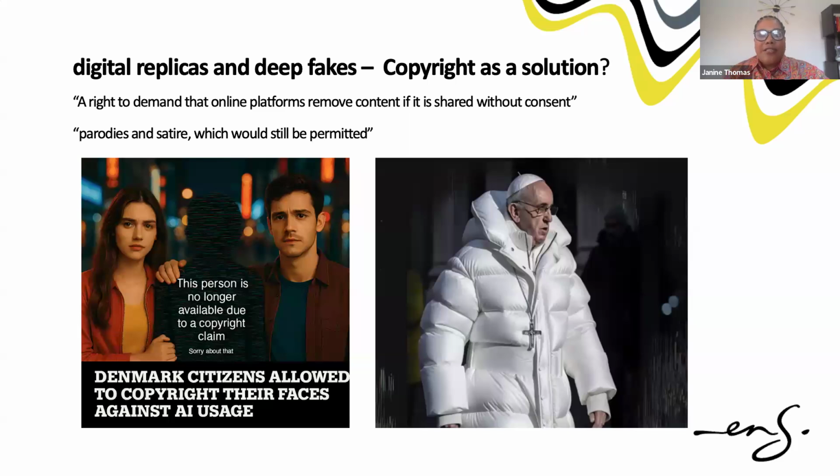Now, the image on the right is obviously an image of the late Pope dressed in quite funky gear. And I guess the question is, when is it satire? This might be funny to some people, but to another religious group of people, it just might not be funny. So it then becomes a question of balancing the intellectual property rights on the one hand versus your right to freedom of expression on the other hand. And it would be interesting to see how they actually implement this law going forward. But it is something that is being proposed as a means of dealing with digital replicas and deepfakes.